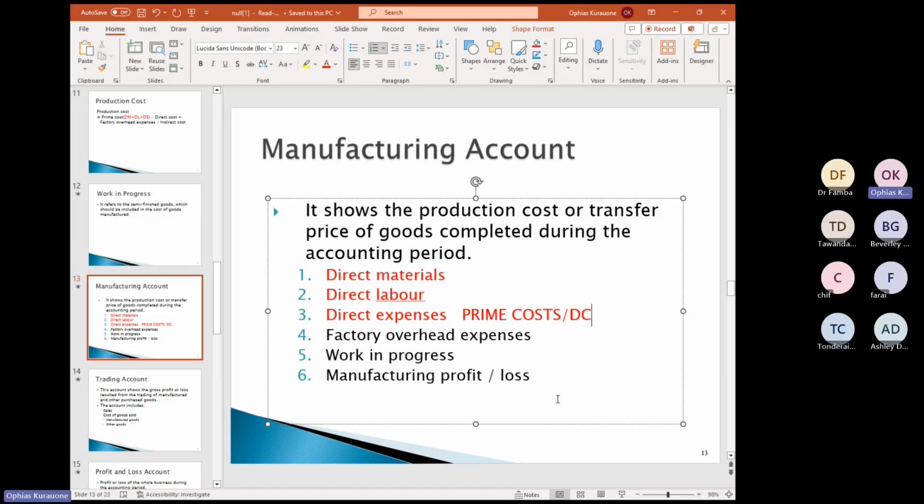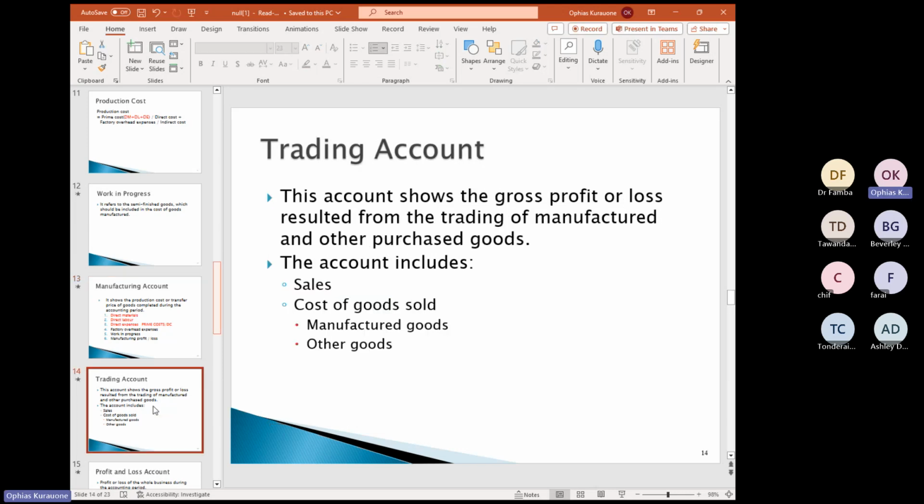So we're going to look at those aspects. How are we going to prepare this manufacturing account? How are we preparing the profit and loss and so on? But before we do that, we need to make sure that we understand the key concepts. We should be able to identify what is a raw material and what is not a raw material. That is very critical. So here we are going to start with the trading account.